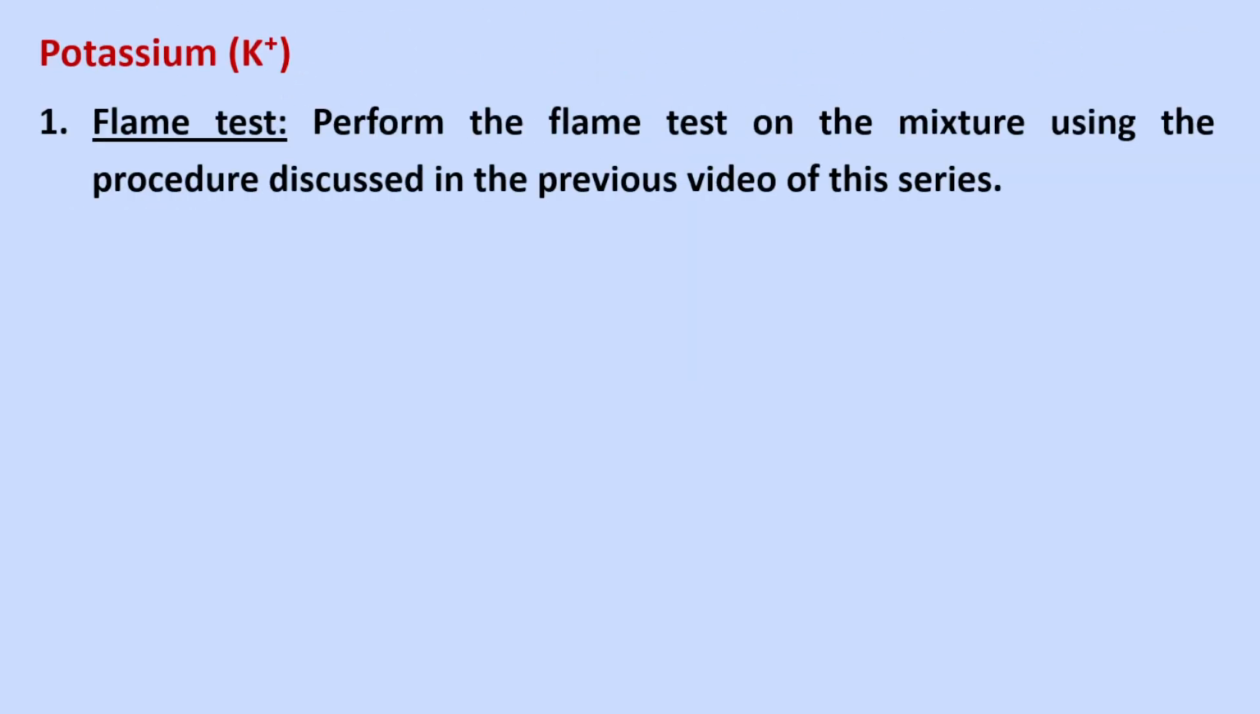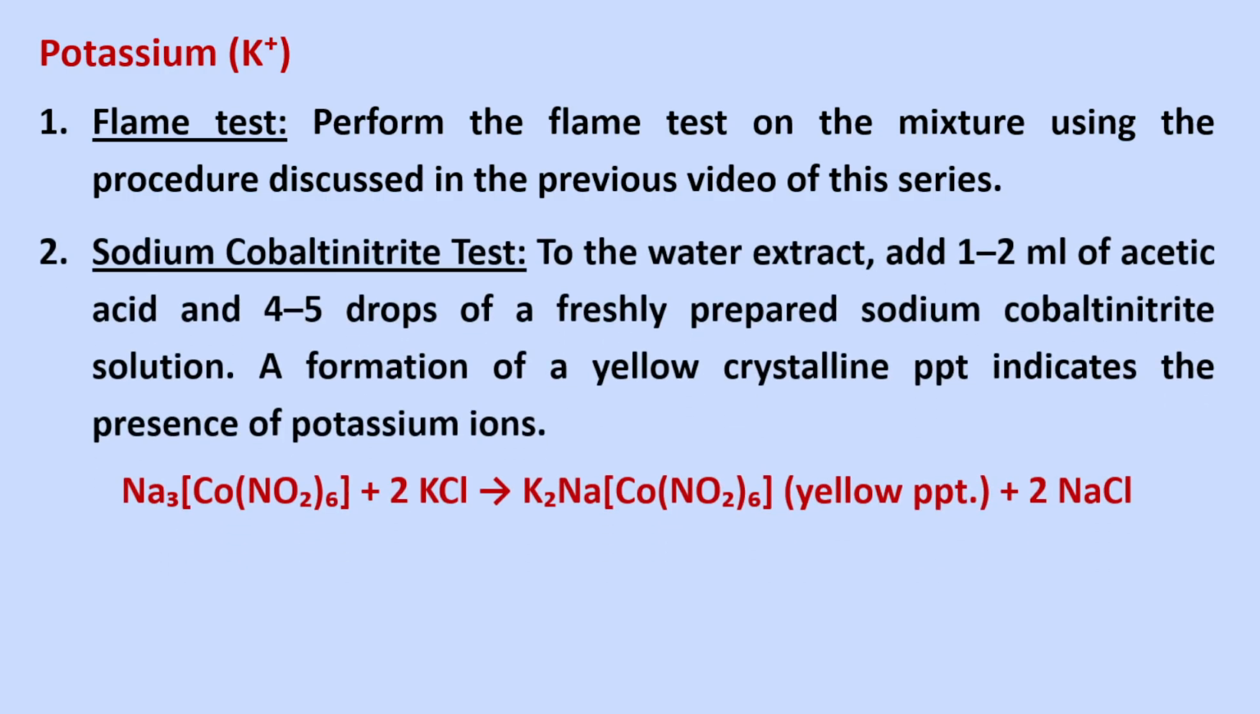For potassium, test number 1, using flame test. You must be familiar with this from our previous video. Perform the flame test on the salt mixture. If potassium is present, the flame will show a violet color, which is characteristic of potassium ion. Test number 2, using sodium cobaltinitrite test.